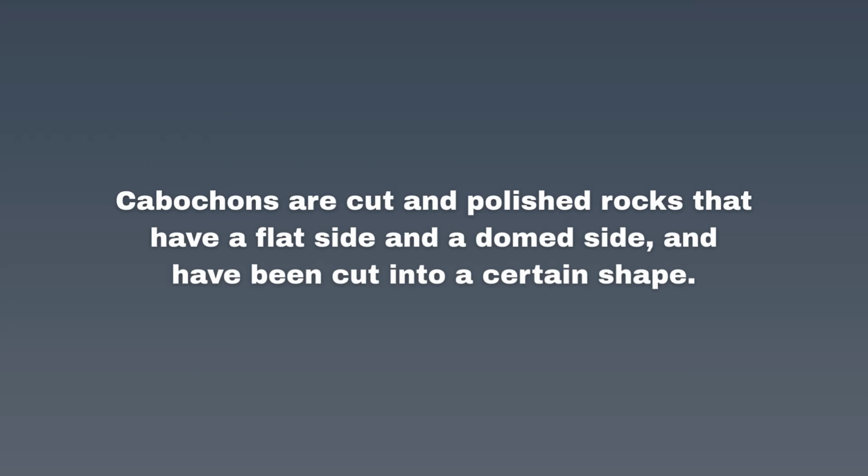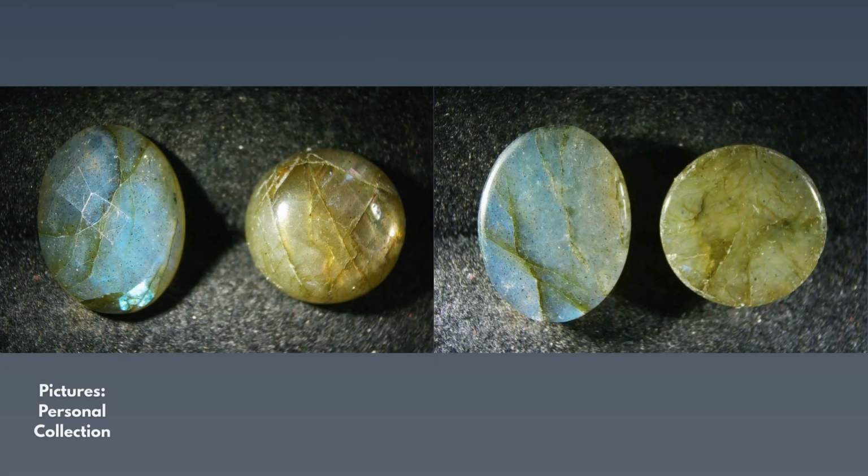Cabochons are cut and polished rocks that have a flat side and a domed side, and have been cut into a certain shape. These are labradorite cabochons. So on the left, you can see the domed side, and the one actually has some facets, whereas the other is just rounded and smooth. And then in the picture on the right, that's the backside, which is flat. These are commonly set into jewelry backings, so like for necklaces, for example, which is why you'd want a flat side.